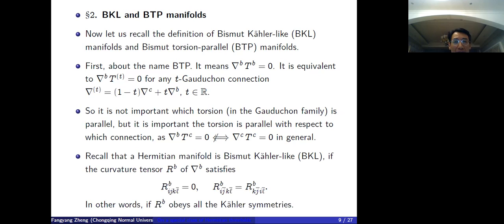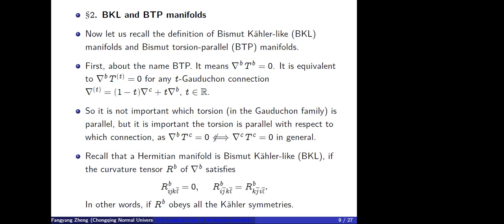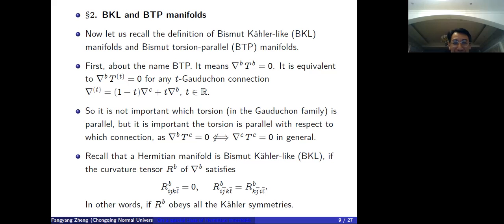Okay, so I always find it a little awkward, and the name is not a perfect term. Okay, so the other term is BKL, which means Bismut Kähler-like. It means that the curvature, which we denote by R^B, of this Bismut connection obeys all the Kähler symmetries enjoyed by the curvature tensor of a Kähler metric.